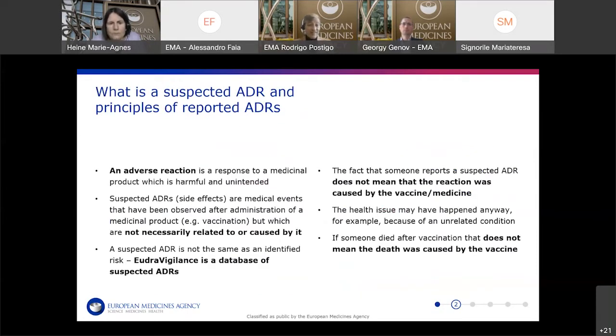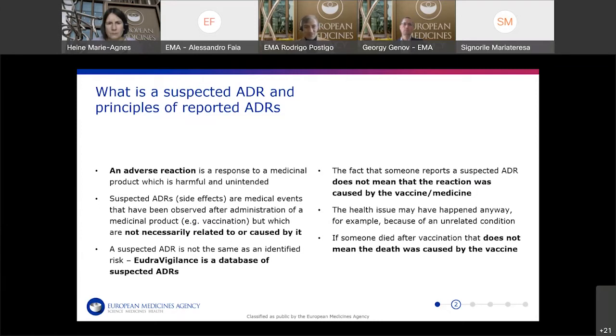What is a suspected ADR, and what are some of the key principles for spontaneous reporting systems? An adverse reaction is a response to a medicinal product which is harmful and unintended. Suspected ADRs, or suspected side effects, are medical events that have been observed after the administration of a medicinal product or a vaccine, but which are not necessarily related to or caused by it. A suspected ADR, therefore, is not the same as an identified risk. Something we need to keep in mind is that EudraVigilance is a database for suspected ADRs, suspected adverse drug reactions.